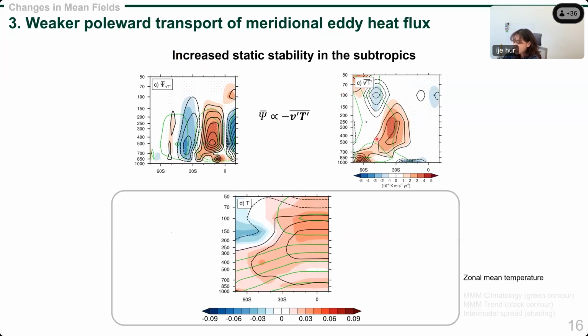A weaker eddy heat flux trend in the subtropics is associated with the increased static stability in the subtropics. So that is the increased static stability due to relatively warmer subtropical troposphere, which causes weaker heat transport, and then this weak transport induces those kinds of intermodal spread of stream function pattern.